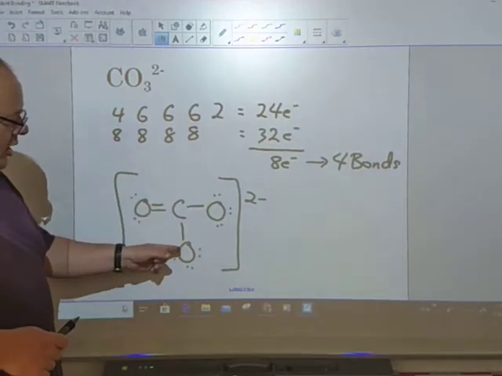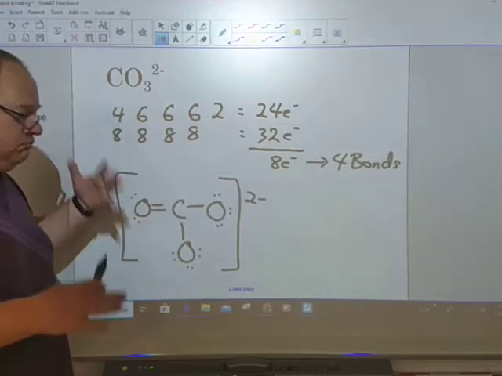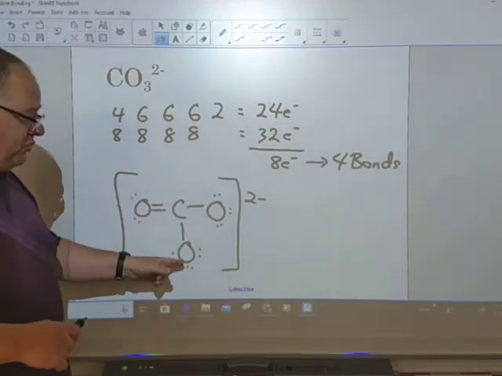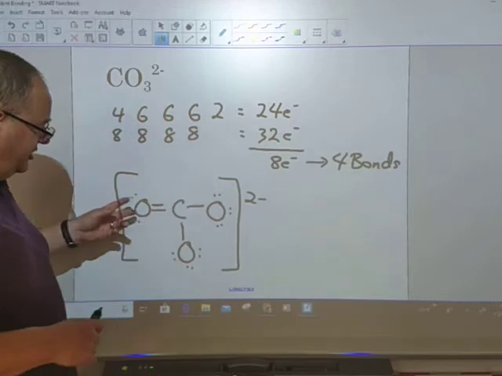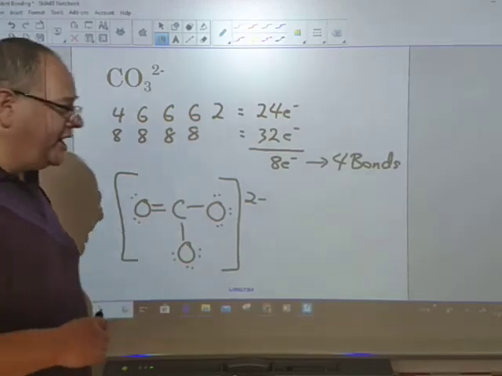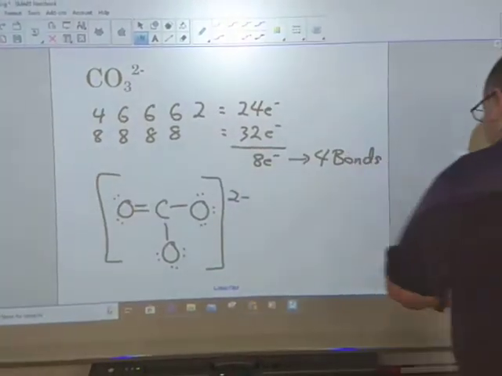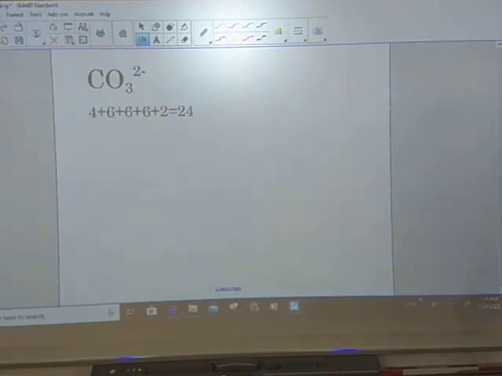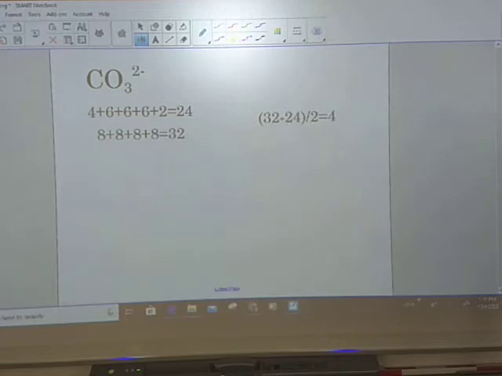Now, if you had drawn the double bond down here instead of here, that's fine. But then this one would have only had the 2 unshared pairs, and this one would have had 3 unshared pairs. It's okay. We'll get to more on that in just a bit. So here I had it drawn out again.